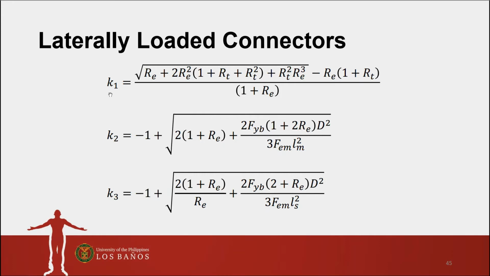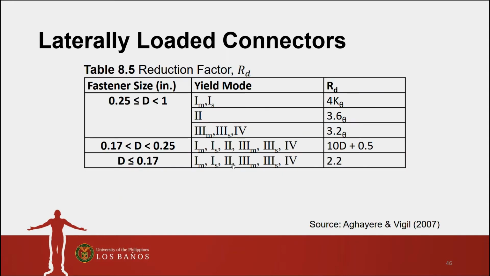So we have here the values for K sub 1, K sub 2, and K sub 3. And the reduction factor table R sub D is this one. So if we were given the fastener size, as you can see here, we have the respective yield modes and their corresponding reduction factor value of R sub D. Okay. So for large diameter fasteners, different yield modes have different values for their reduction factor R sub D.